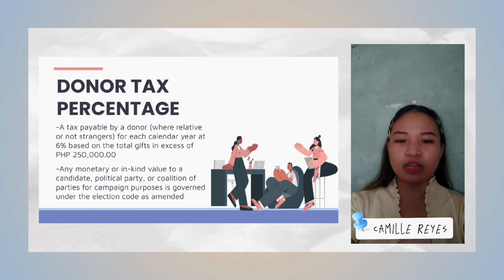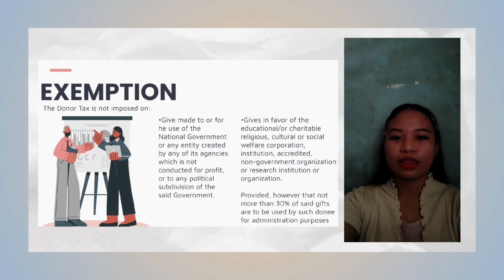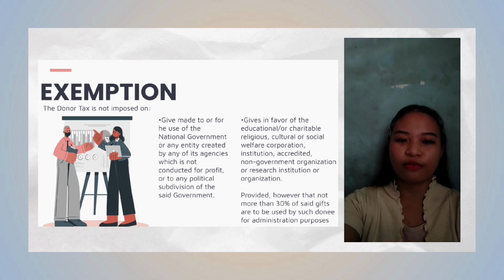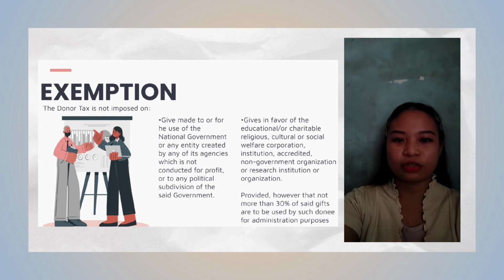So what governs the cash or in-kind value that is used for campaigning purposes? That is the Election Code. These are the exemptions for donor tax. Any gift that is used for the national government, religious, education, and many more, provided however that not more than 30% of the said gift is used for administration purposes.